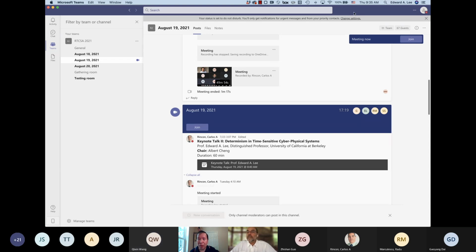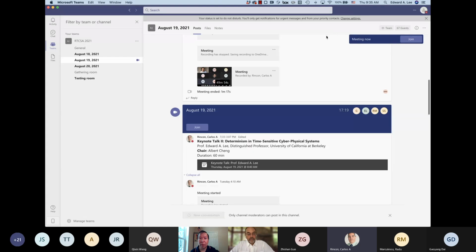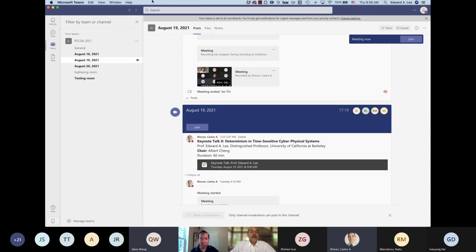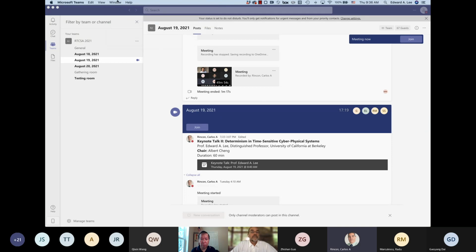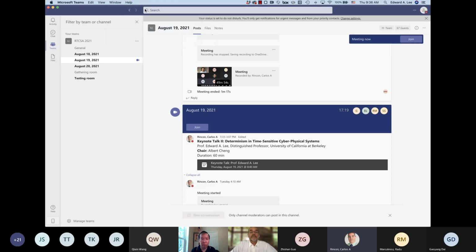Carlos, are you there? Can you help? So the chat should be next to the icon of people. The screen is another window, so it's not that window. If you go to the menu where it says Window, you should see other windows. Okay. Stop presenting. Boy, that's a really terrible user interface.